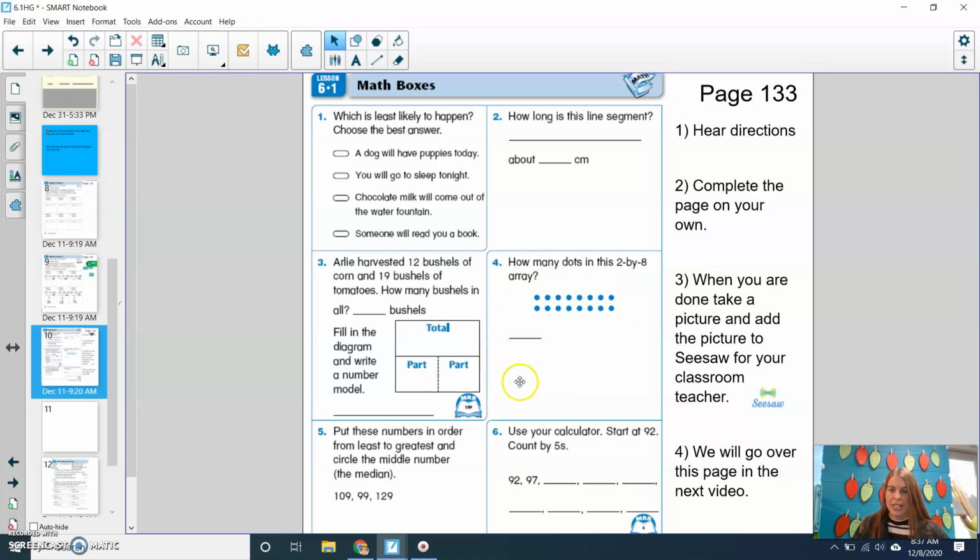How many dots do you see in this array? Put these numbers in order from least to greatest and then circle the middle number, which we are going to call the median. And then for question 6, if you want to use a calculator, you can, or you can just use your brain, but you're starting at 92 and you're counting by fives.